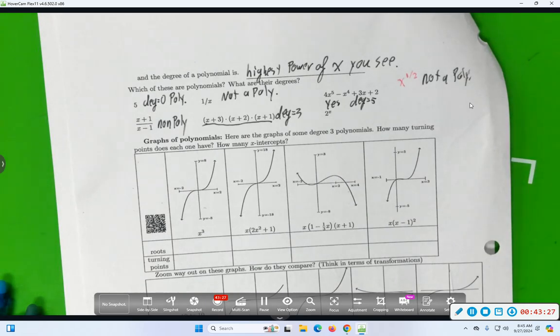Last one, 2 raised to the power x. Would you want that to be a polynomial? Folks for yes? Folks for no? Cool, yeah, it's not. It's a different type of function. It's what's called an exponential function. Polynomials, you're allowed to have exponents, but only whole number constants in the exponent.